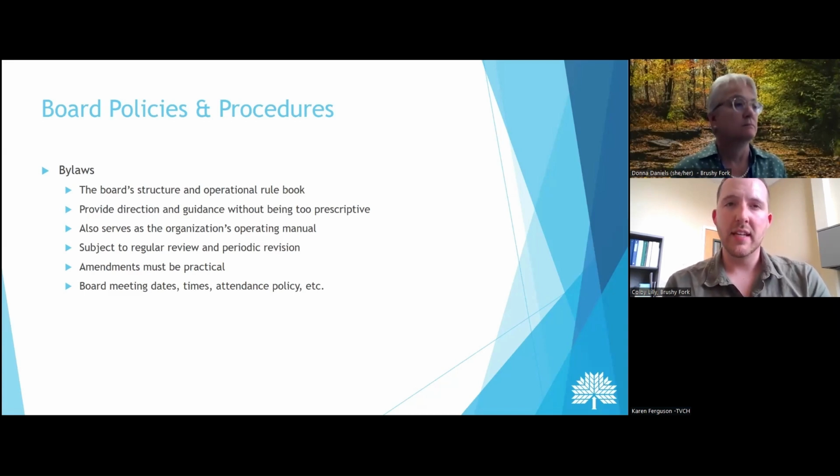Leave these kinds of things out because they are subject to change. So again, things like personnel policies for employees that are subject to change, leave those out of the bylaws. So anything else that would require a majority vote to change, leave that out of the bylaws.